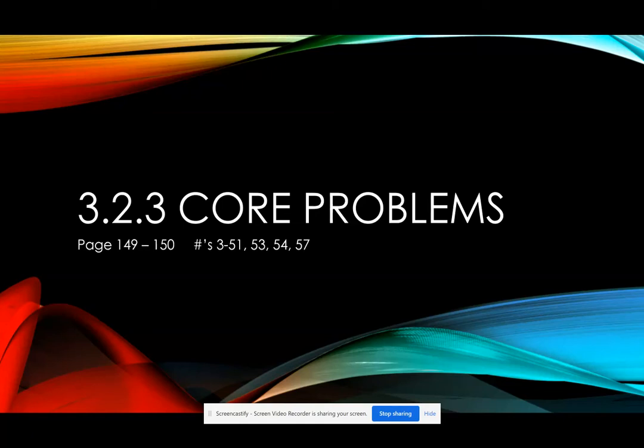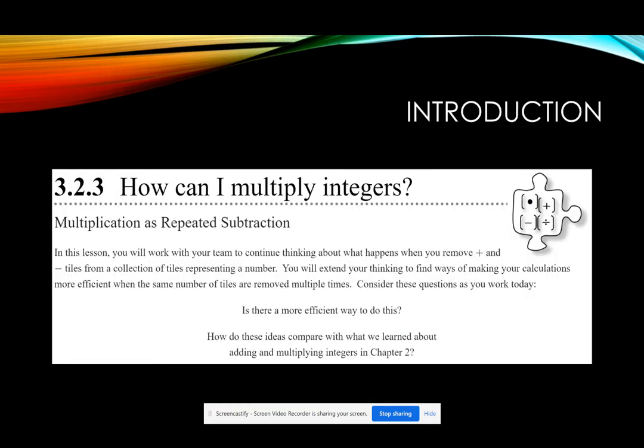Hello and welcome everybody. Today we're going to be looking at 3.2.3 core problems. This is pages 149 through 150 in your book. It's 51, 53, 54, and 57. Those are the 4 problems I would like you to complete and turn in. So let's start off with the introduction.